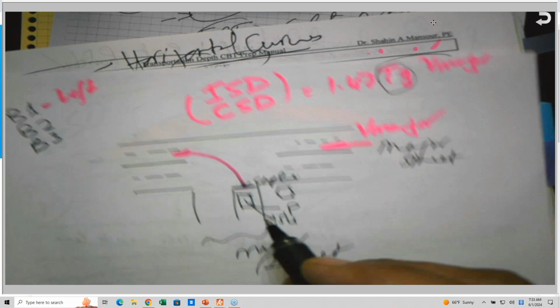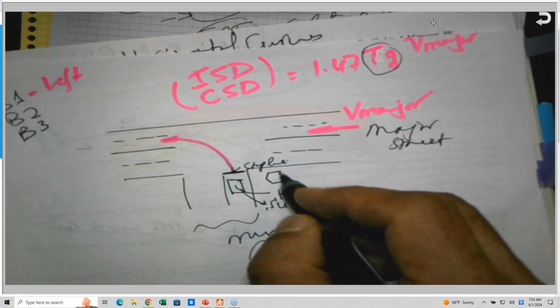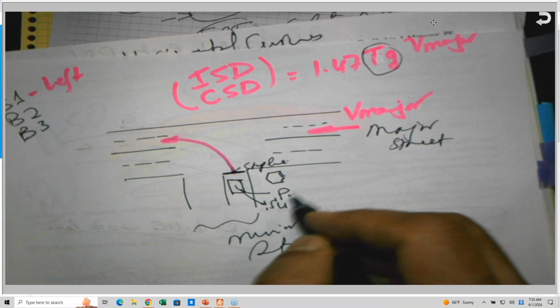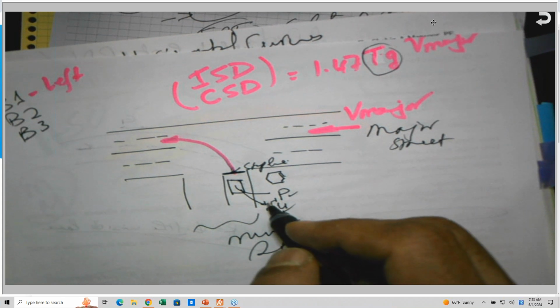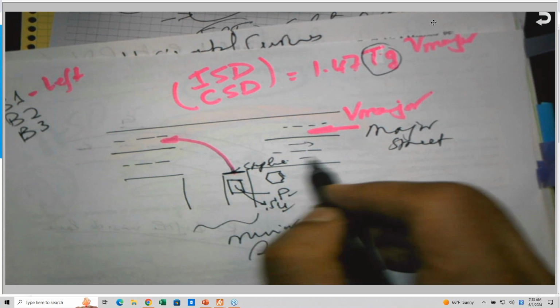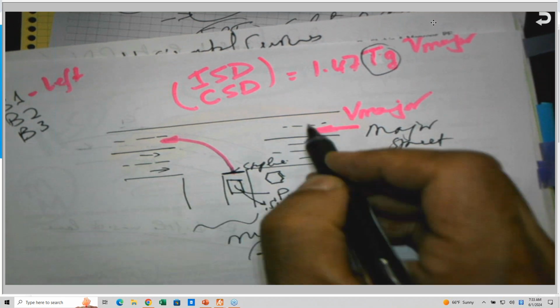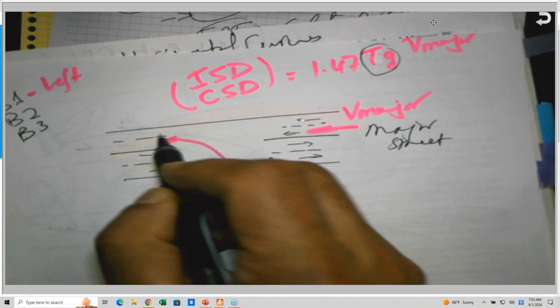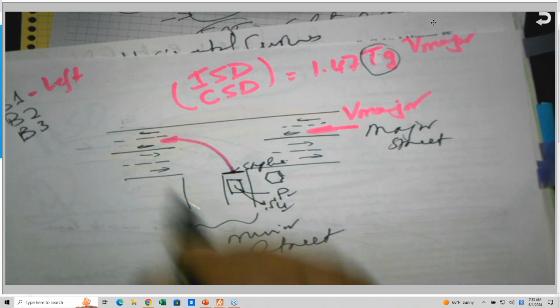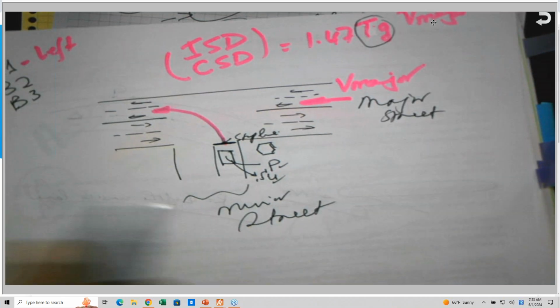The time gap depends on what type of vehicle it is, a passenger car or single unit truck, and how many lanes it is going to cross. We cover all these things, by the way, and we solve many questions related to this. Okay, this is one scenario.